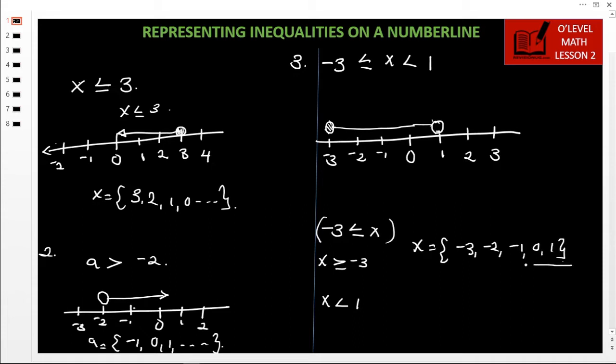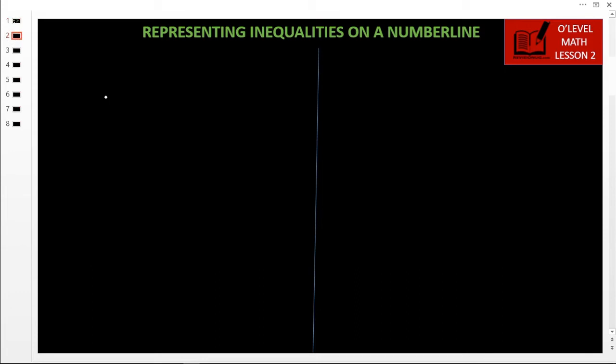So it is stopping there. So it is a definite one. So let us go and look at some more. Alright, so we are having another question here.